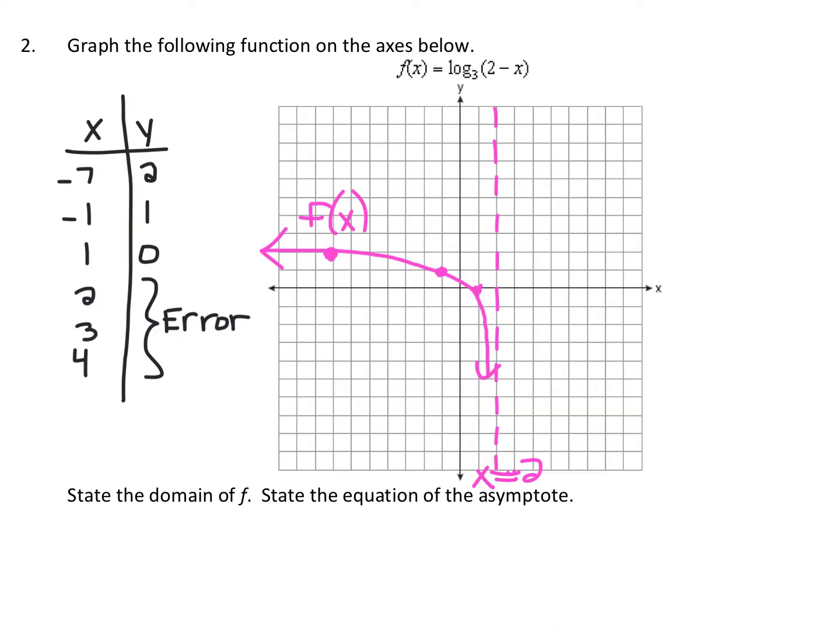Okay, so I'm actually looking at the questions below. They want us to state the domain. And look at this, state the equation of the asymptote. That's what we just did right here, right? The asymptote is x equals 2. So that is our asymptote.